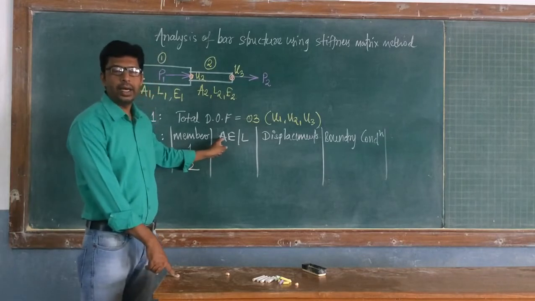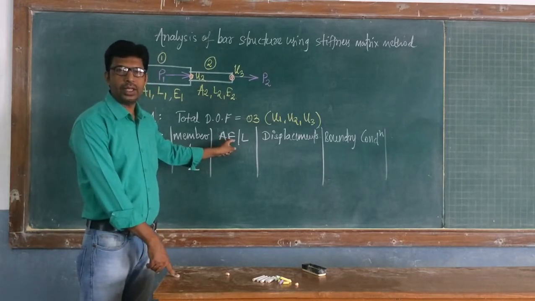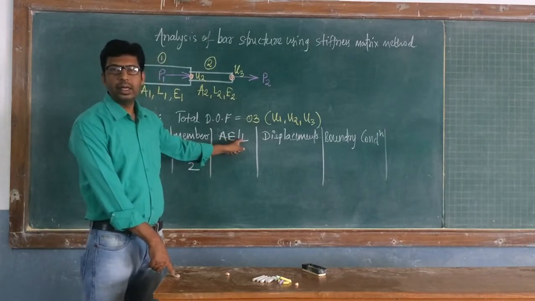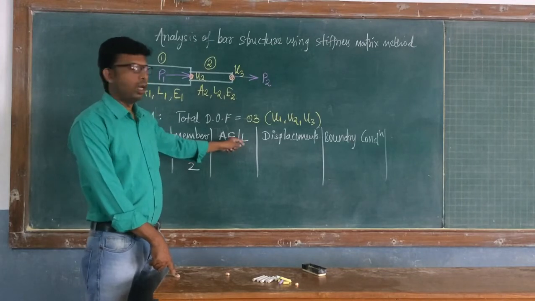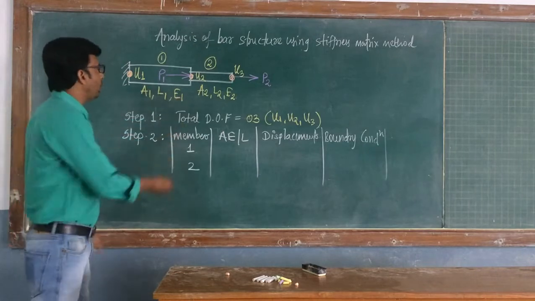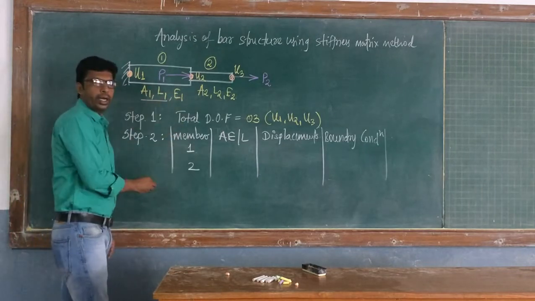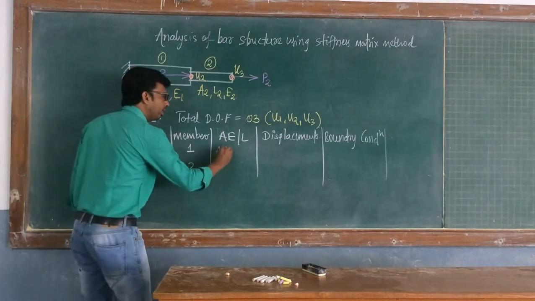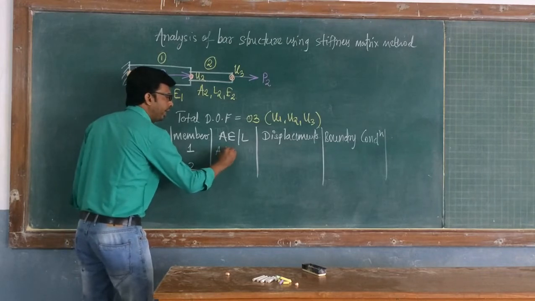Then AE by L. A represents cross-sectional area, E represents modulus of elasticity, and L represents the length of that member. So that will be given to you, A1, L1, E1. So A1 into E1 divided by L1.